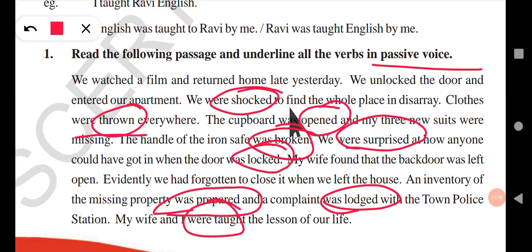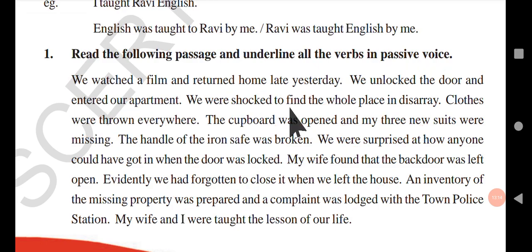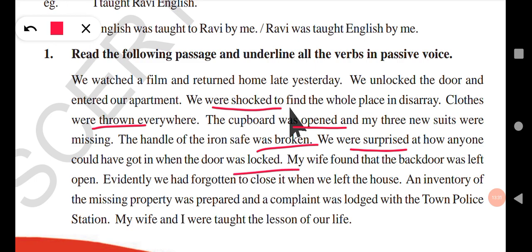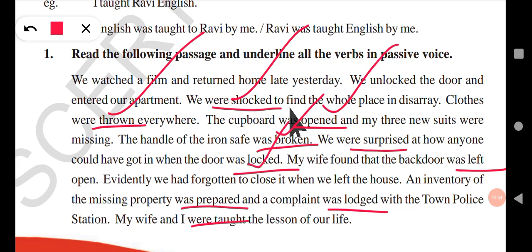Okay, so how many passive voice verbs do you have here? First one is shocked, second one is thrown, third one is opened, next fourth one is surprised, fifth one is broken, another one is locked, one more left is also passive voice here. Was plus left. Next, had forgotten is not passive voice. That is active voice. You do not underline it. Next, was prepared. This is again passive voice. Was lodged is passive voice. Next, were taught is also passive voice. So totally 1 2 3 4 5 6 7 8 9 10 passive voice verbs are there.